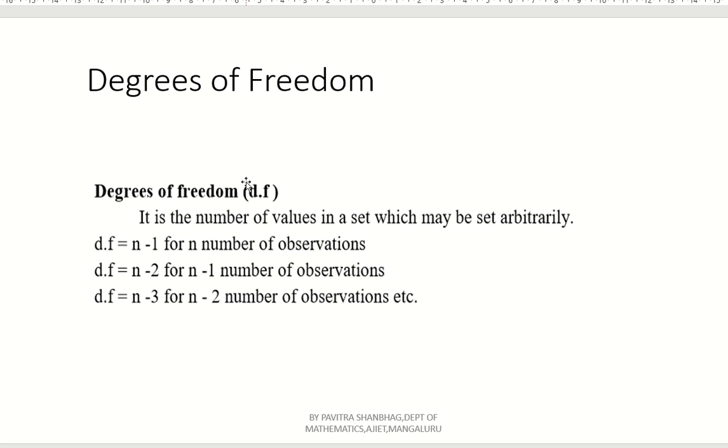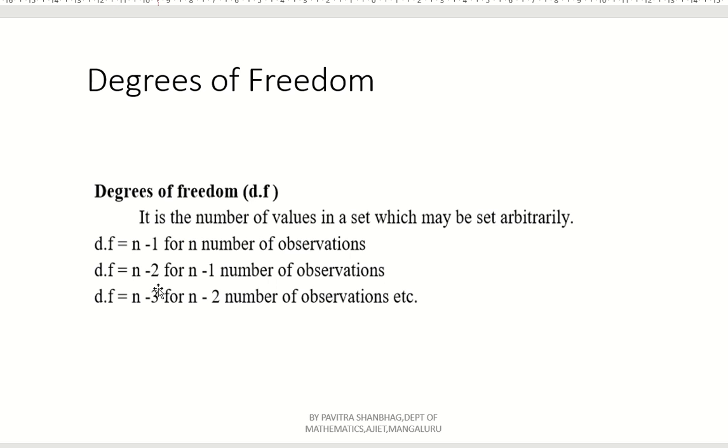Suppose there are n number of observations, then one less than n, that is n minus 1, we can call it its degree of freedom. That is, it is the number of values in a set which may be set arbitrarily. Suppose n equal to 5, then its degree of freedom is 4. Similarly, for 7 observations, degree of freedom is 6, like that. So degrees of freedom equal to n minus 1 for n number of observations.